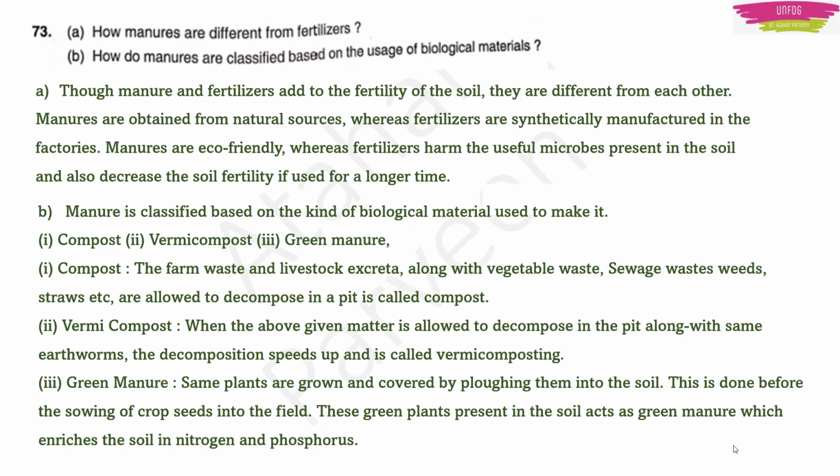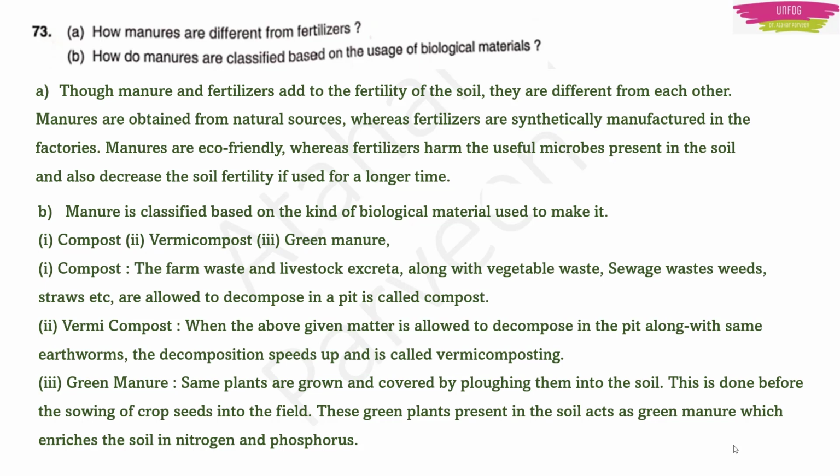Now compost means the farm waste, livestock excreta, along with vegetable waste, sewage waste, weeds, they are all allowed to decompose in a pit. Okay. These all are called compost. Now in vermicompost, when all this matter is allowed to decompose in that pit along with earthworms, then the decomposition will speed up.